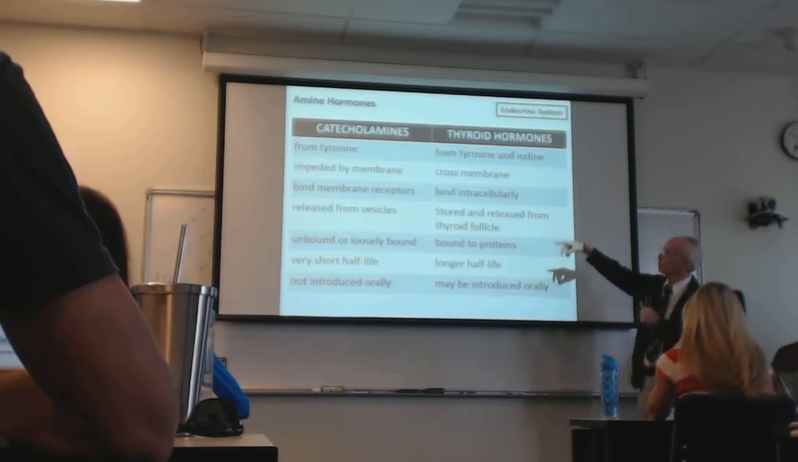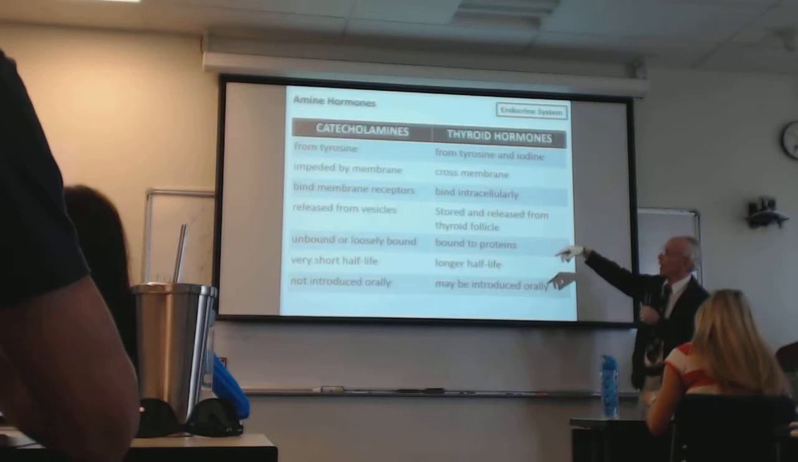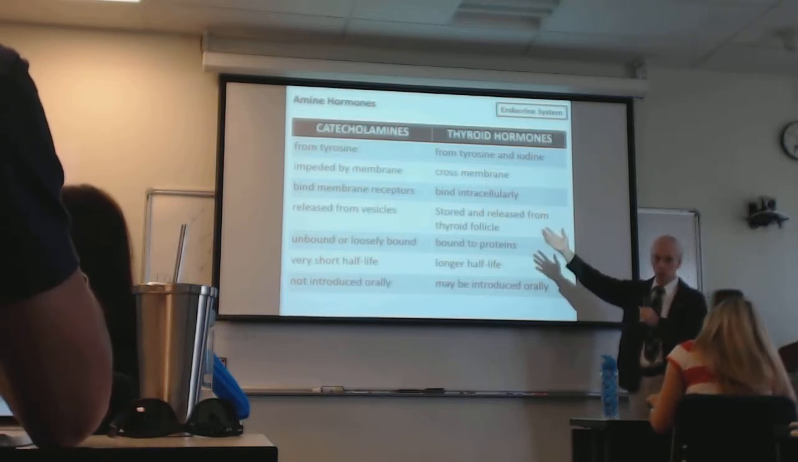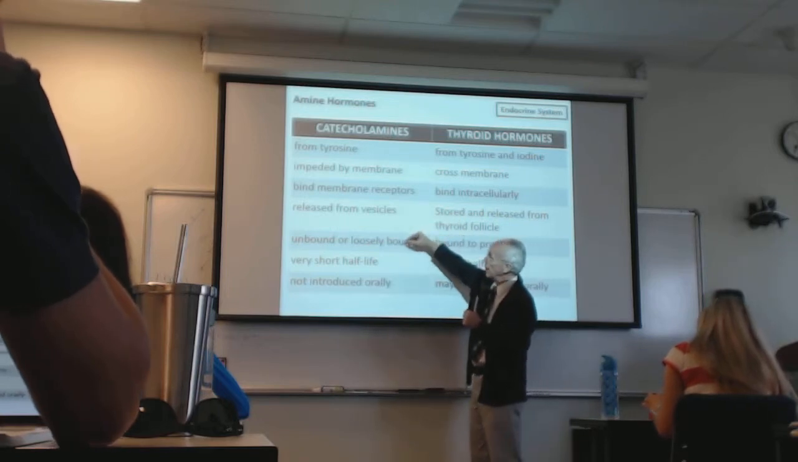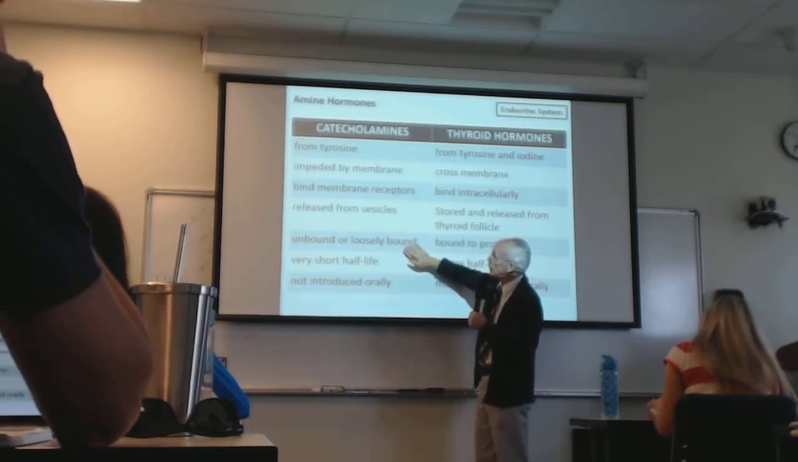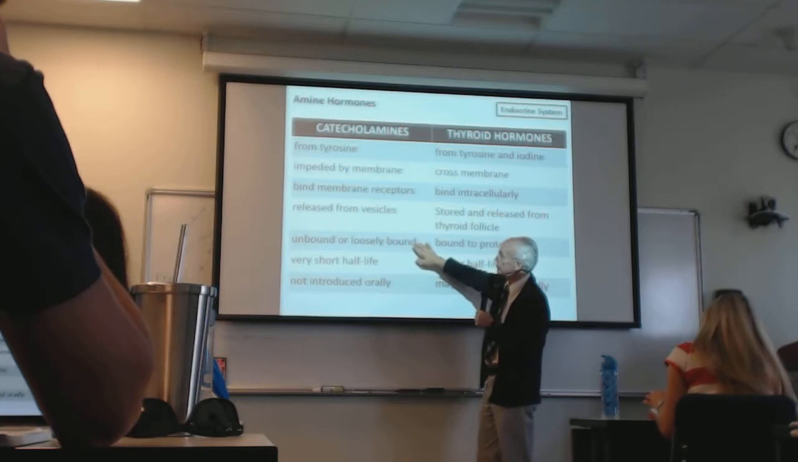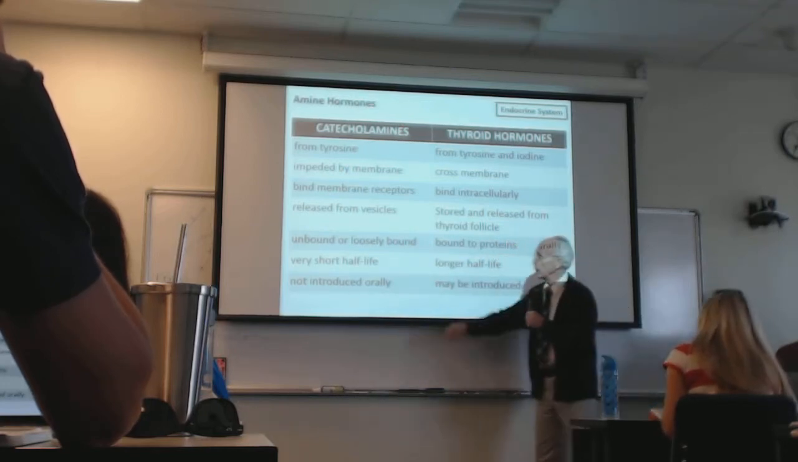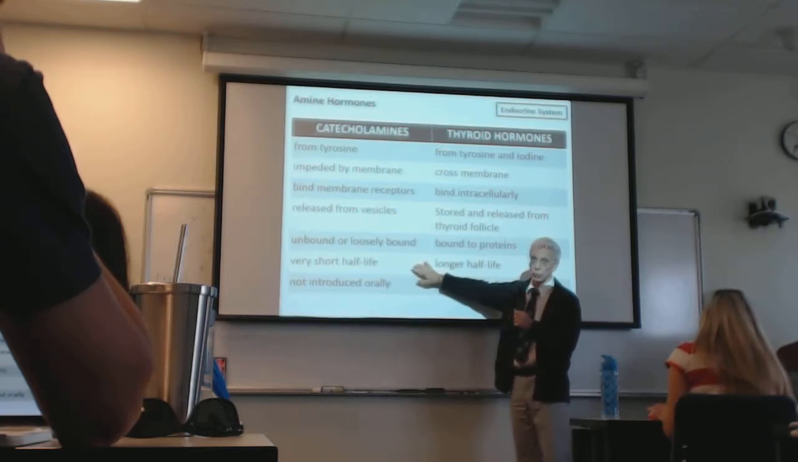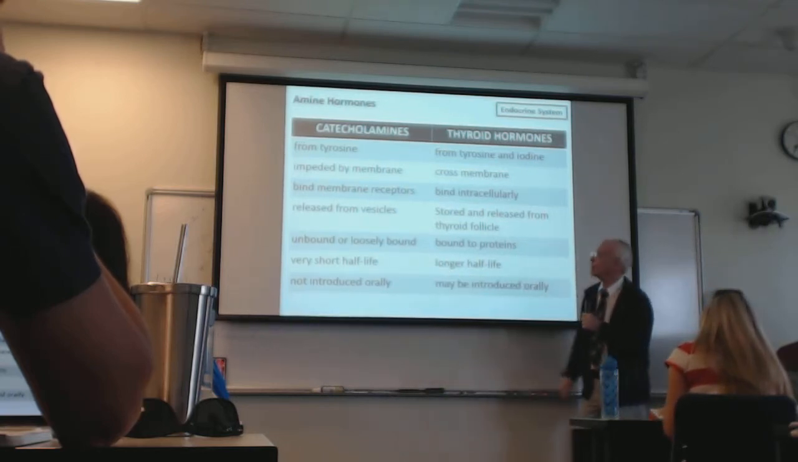The catecholamines are all synthesized from tyrosine. They do not have the ability, as we know, to diffuse across the membrane. They bind to membrane receptors. They are typically unbound. In some cases, they can be loosely bound to chaperones in transit. And they have very short half-lives, very, very short, on the order of seconds to minutes.